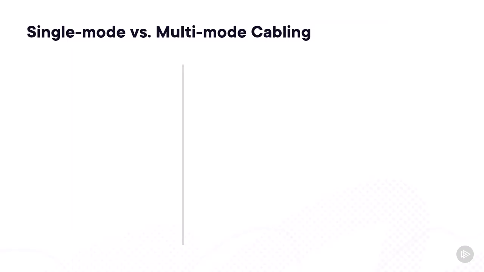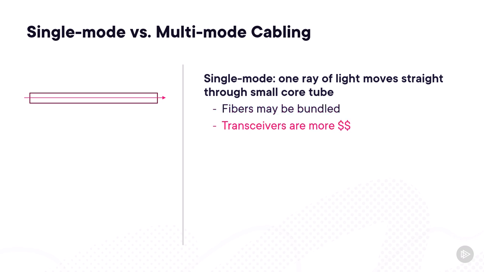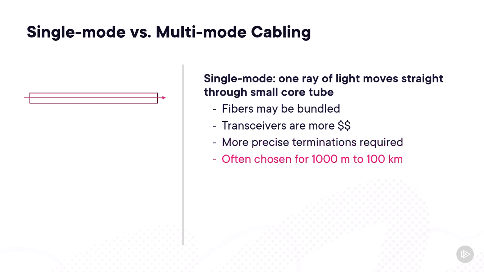Optical cable can use either single-mode or multi-mode methods. In the single-mode method, a single ray of light travels down the core tube. Many single fibers may be bundled together. The transceivers for single-mode cabling, that is, the circuits we need at each end for converting between light pulses and electrical signals, are more expensive because the cable terminations have to be made very precisely. This mode is often used for longer distances.